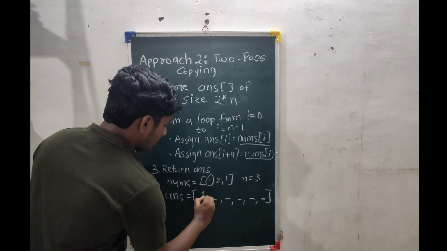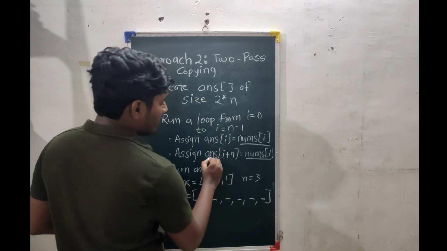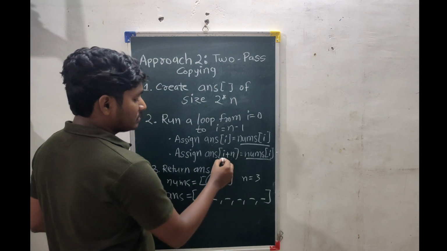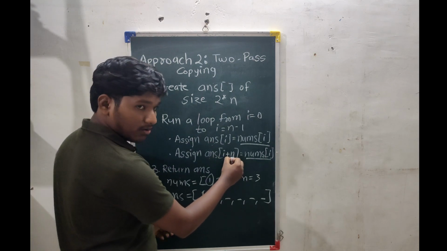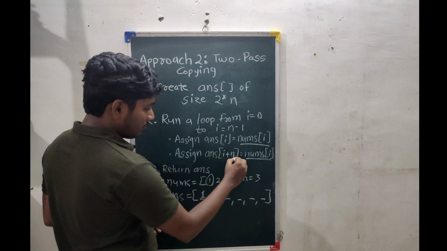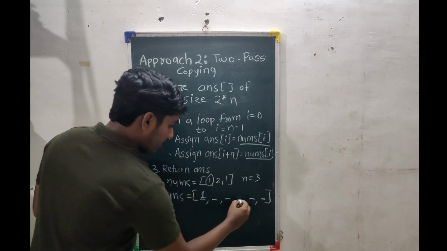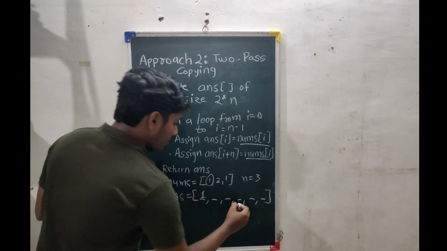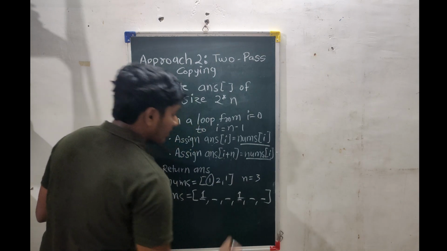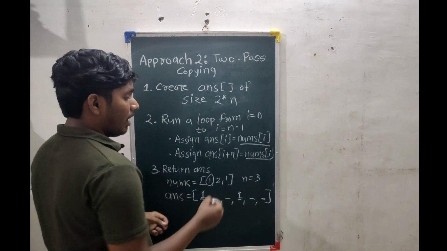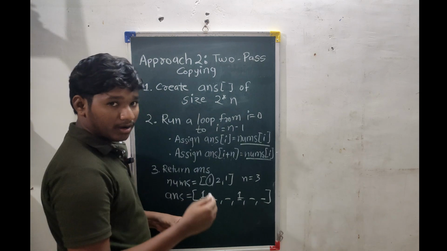So answers of 0 is 1, and answers of i plus n, that means i is equal to 0 and n is equal to 3. So answers of 3 is equal to nums of 0. Answers of 3 is here, and nums of 0 is 1. So assign 1.